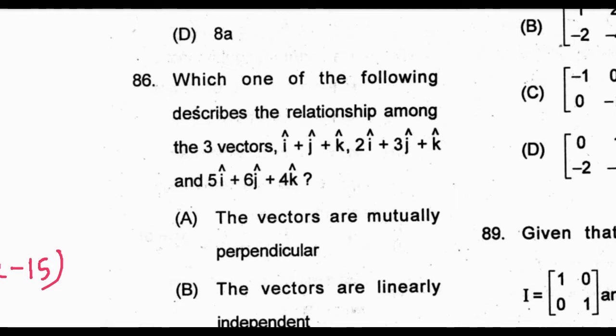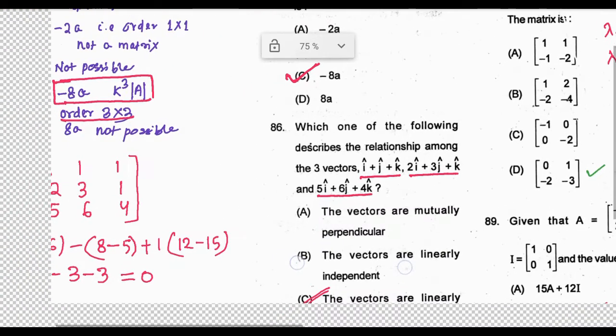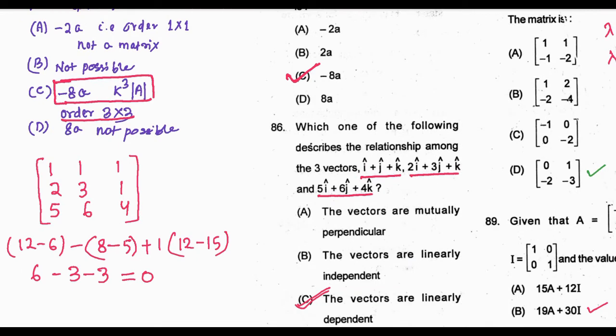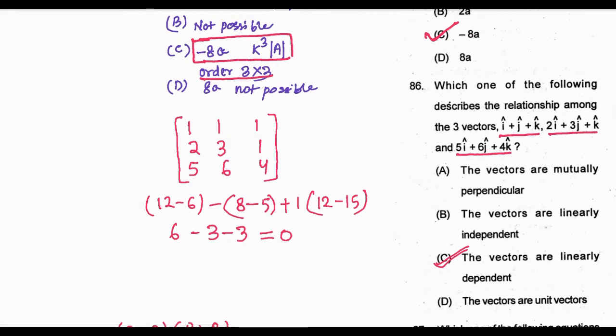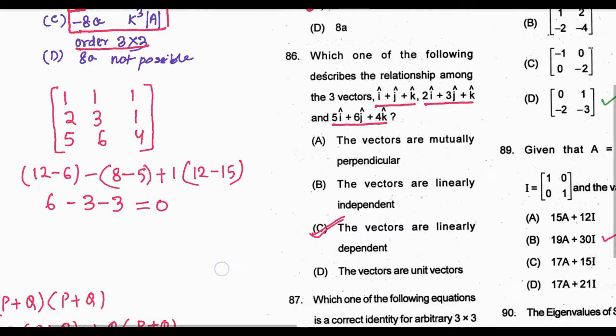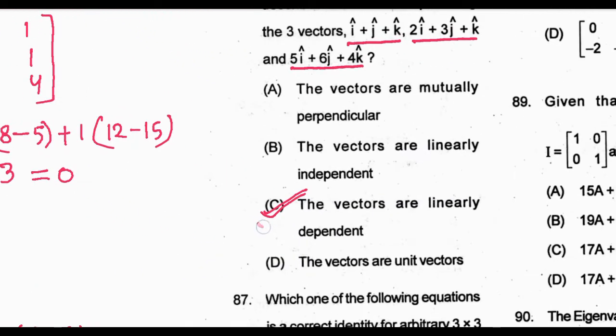Which one of the following describes the relationship among the three vectors? Here are the three vectors: i cap, j cap, k cap; 2i cap, 3j cap, k cap; and 5i cap, 6j cap, 4k cap. I have to find out the relationship among the three vectors. So I have taken the coefficient matrix, and from the coefficient matrix the determinant is 0. That means as the determinant is 0, the vectors are linearly dependent. If it is non-zero, then it is linearly independent.